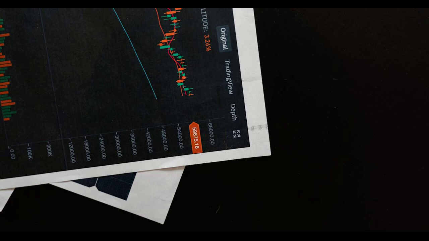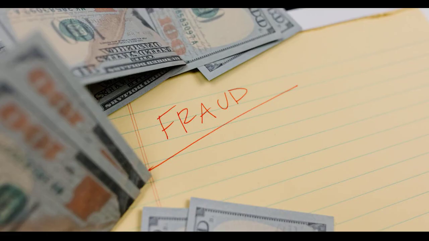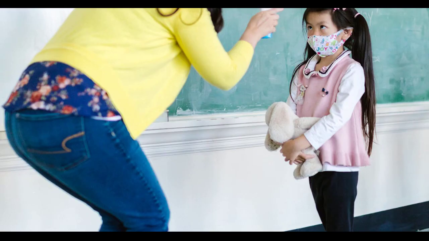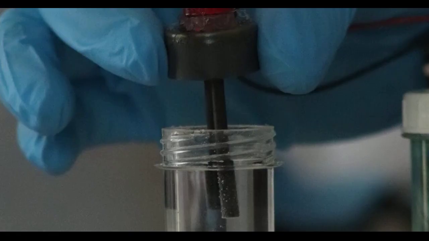Before you trade real money, use paper trading. Alpaca gives you $100,000 in fake money to practice with. Here's why this matters. Learn the platform without risk. Test your strategies. Build confidence before going live.